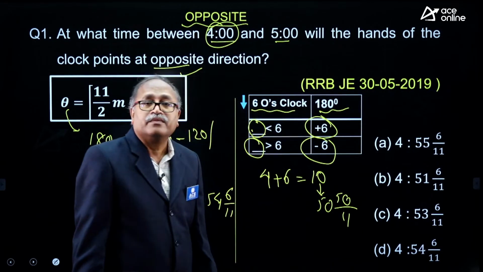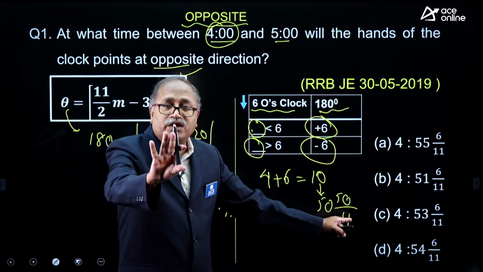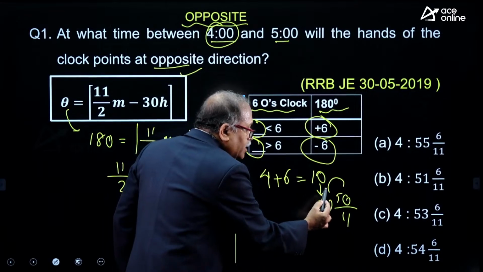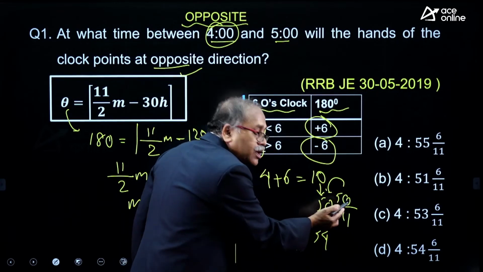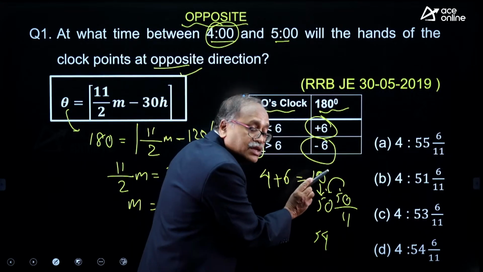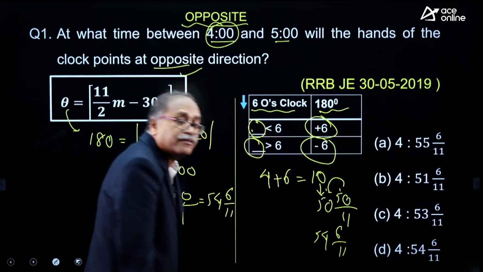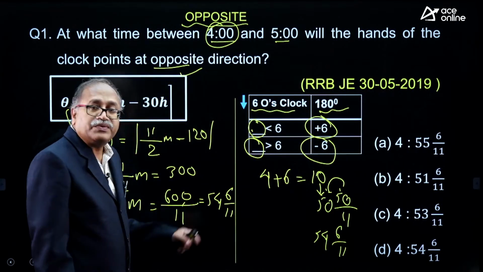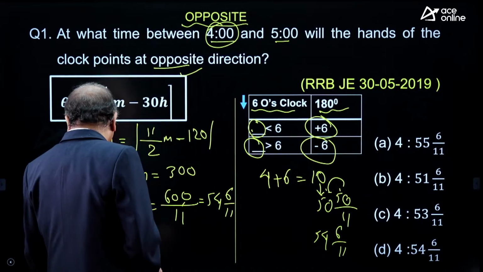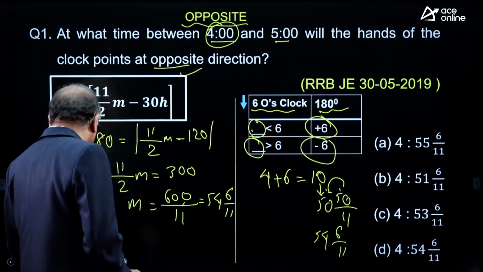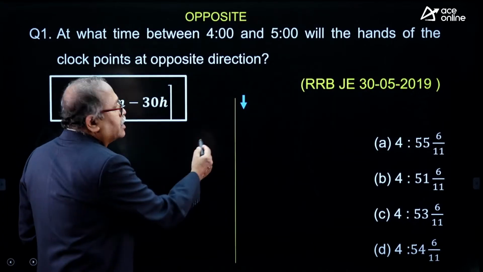That's over, and I will simplify here. In 50, how many 11s are there? Four 11s are there, so take the 4 over here. Then take 44 from 50, and what is the remainder? The remainder is 6. So it is 54 and 6 by 11. Look at this one: 54, 6 by 11. Very quickly I am erasing these parts, and I will take out the next slide.